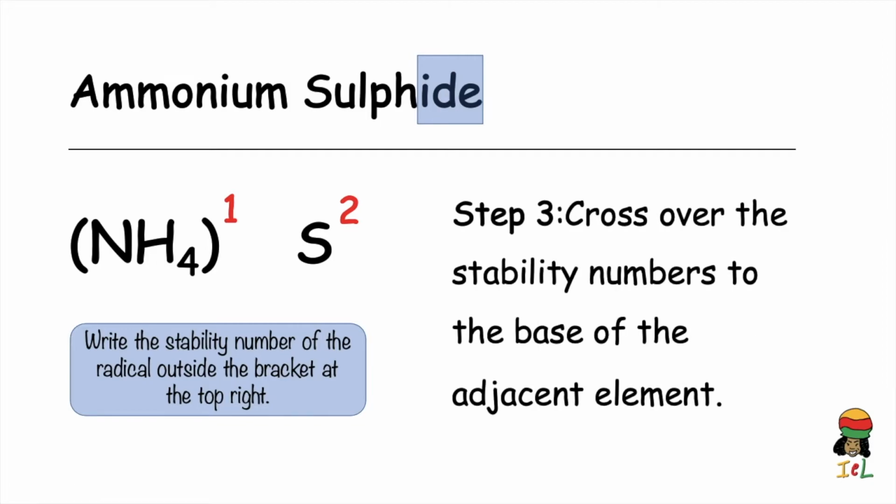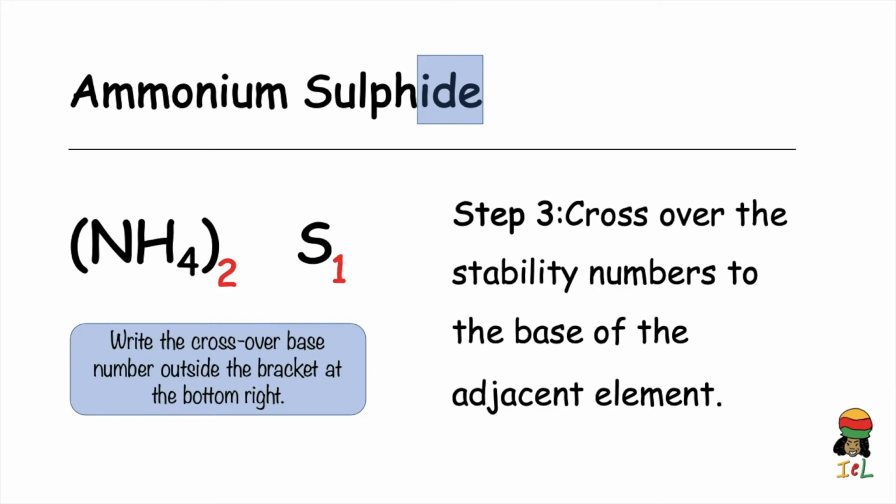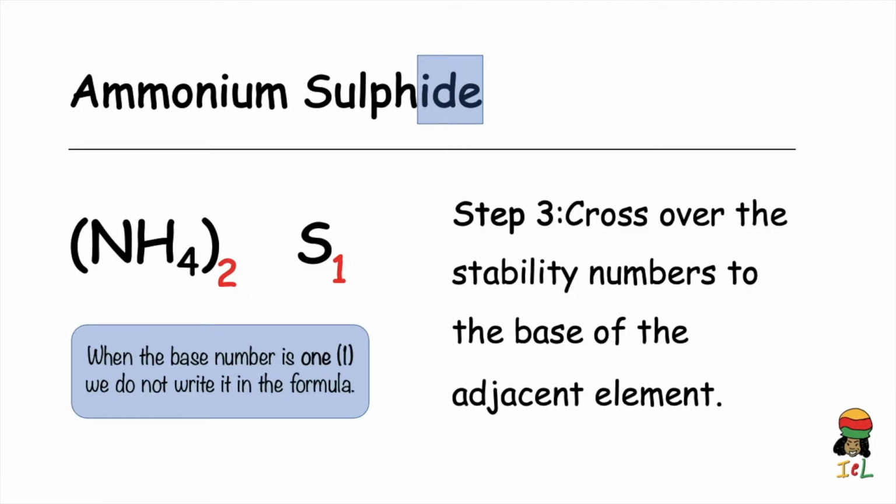right. Step 3, cross over the stability numbers to the base of the adjacent element or radical. So 1 goes to the base of sulfur and 2 to the base of ammonium. Make sure to write the base number for the radical outside the bracket at the bottom right. If the base number is 1, it is erased and not written in the chemical formula. When the base number of the radical is greater than 1, as in this case it is 2, the brackets are kept around the formula of the radical. Therefore, the chemical formula for ammonium sulfide is open brackets NH4 close brackets 2S.